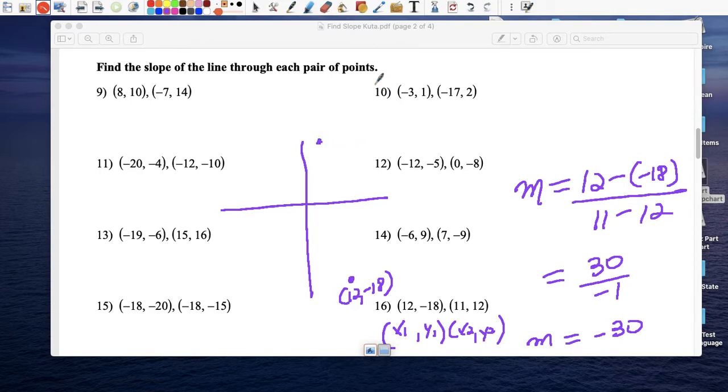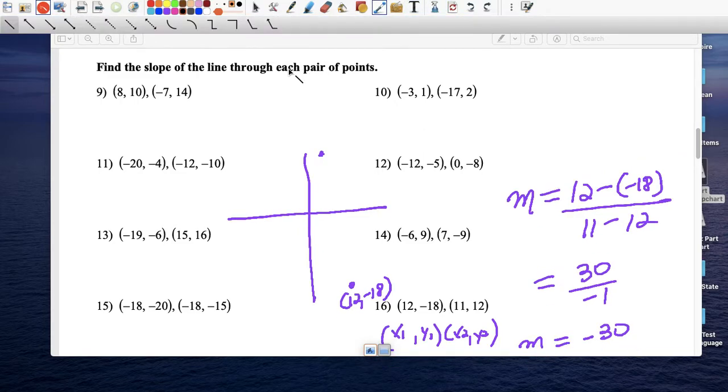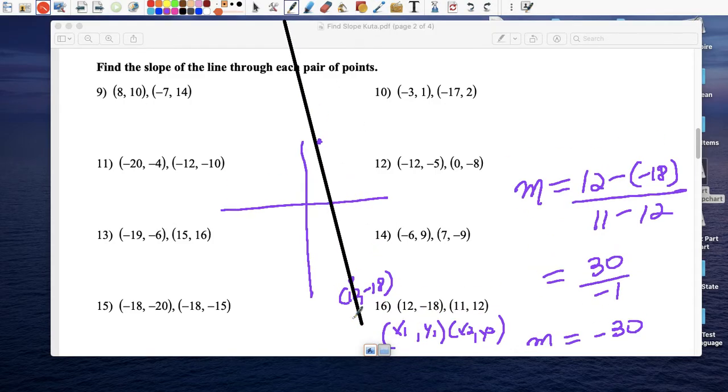Wow, very, very steep. And this is a negative slope because it's going to look like that. And then let me connect the dots. Talk about steep. If you think about a mountain here, it's a very, very steep line, and it's negative.